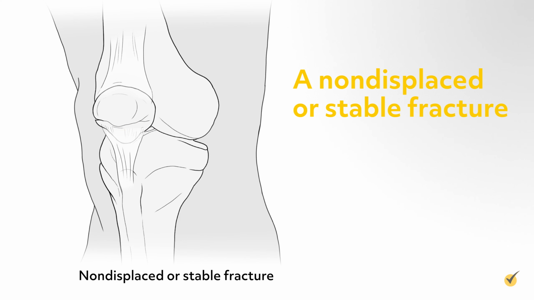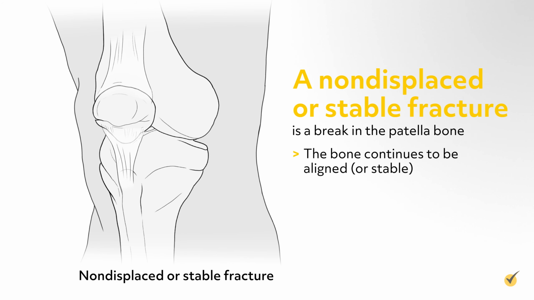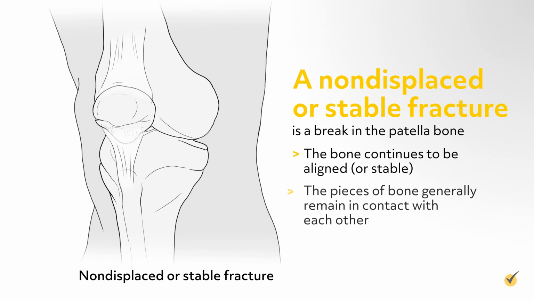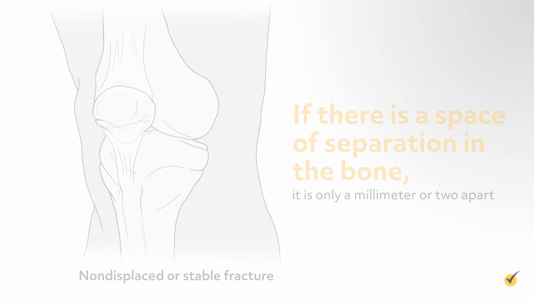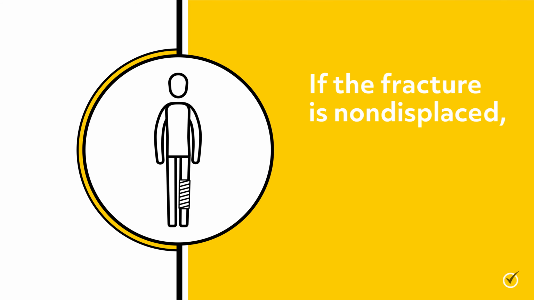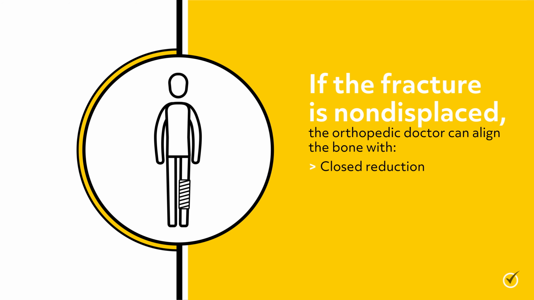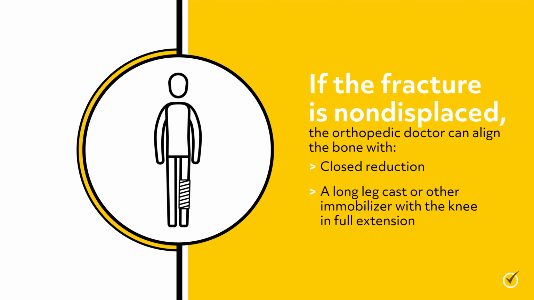The first one we're going to look at is the non-displaced fracture. A non-displaced or stable fracture is a break in the patella bone, but the bone continues to be aligned or stable, and the pieces of the bone generally remain in contact with each other. If there's a space of separation in the bone, it is only a millimeter or two apart. If the fracture is non-displaced, the orthopedic doctor can align the bone with closed reduction or with a long leg cast or other immobilizer with the knee in full extension.